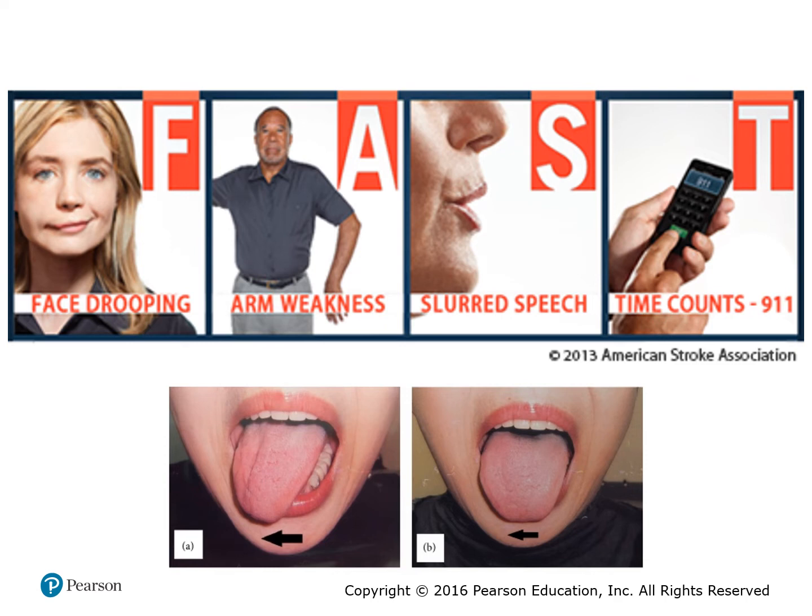So time. And the other T, not necessarily listed here, but I put a picture of it, is tongue. Have them stick out their tongue. It could deviate to one side or the other, specifically if there is damage to the hypoglossal nerve, where again we'll get into the specifics when we get into our cranial nerve lesson.